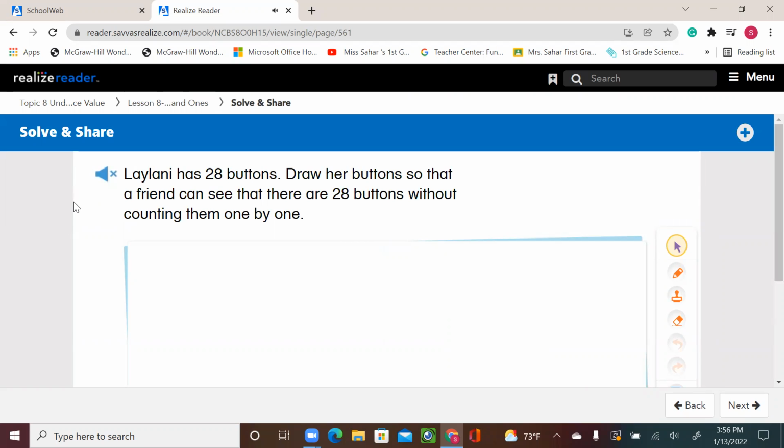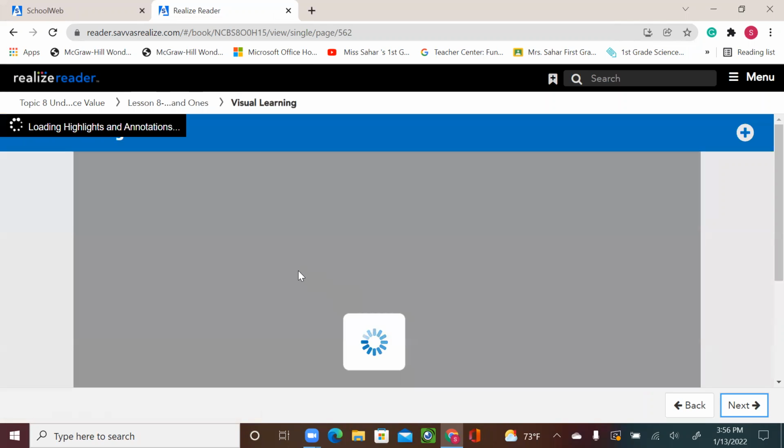Leilani has 28 buttons. Draw her buttons so that a friend can see that there are 28 buttons without counting them one by one. Remember, we're still talking about tens and ones, and one bar represents a 10, and then the ones will be the loose circles or counters. So let's watch our video, then come back to this exercise.